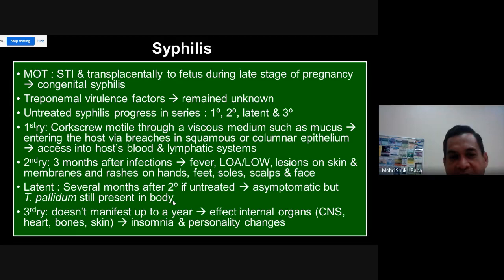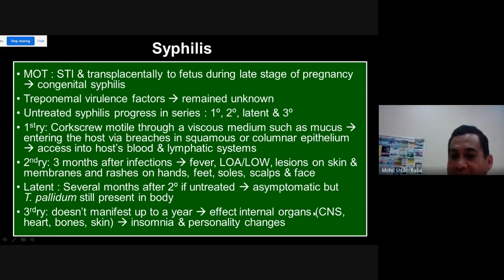Lama-kelamaan masih lagi tak treated, pergi kepada tertiary stage, which doesn't manifest up to 1 year, and then the effect internal organs seperti CNS, heart, and also bones, dan juga skin, menyebabkan insomnia and personality changes. Ingat saya kata tadi, because dalam primary stage lagi, dia boleh masuk ke dalam blood system and also lymphatic system. So dia boleh pergi mana-mana saja.